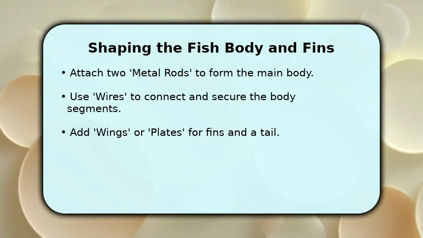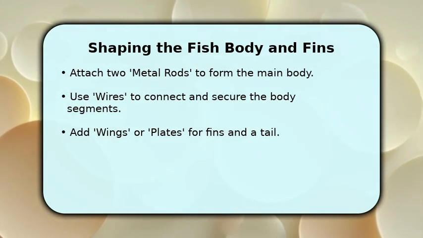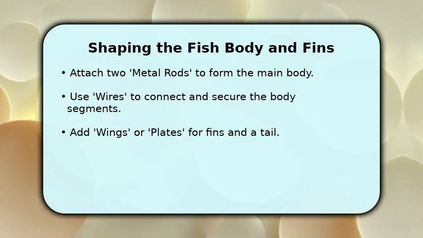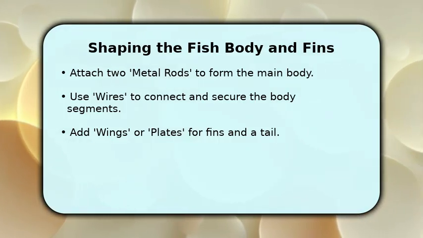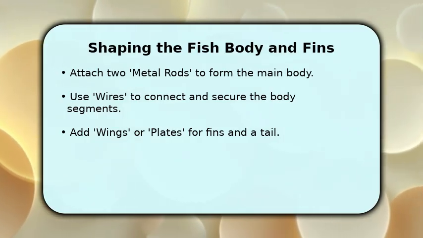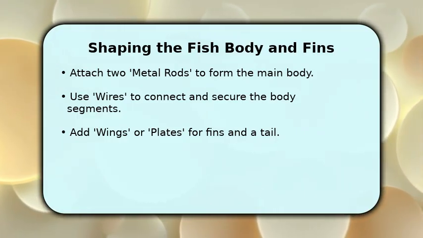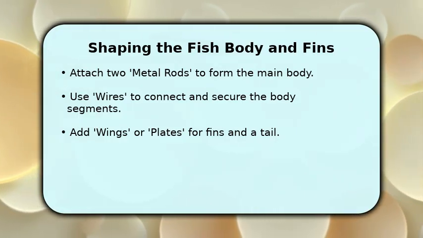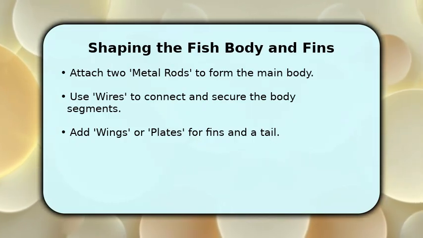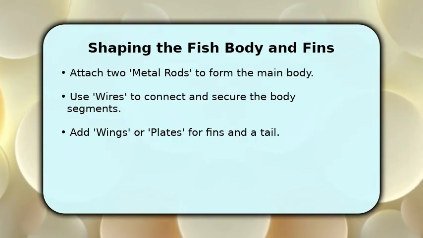Now, let's focus on shaping the fish's body and adding its fins. Grab 2 metal rods and attach them together to create the elongated body. Use wires to firmly connect these segments, ensuring stability. For the fins and tail, consider using wings or plates and carefully position them to mimic natural fish anatomy. You can adjust their size and rotation to achieve the perfect aquatic look, giving your fish a dynamic appearance.